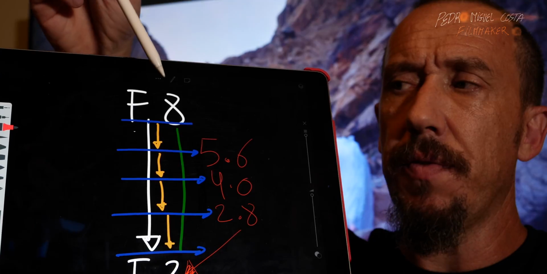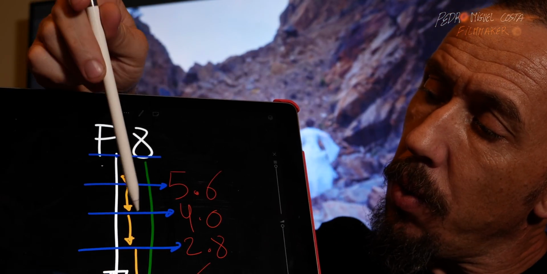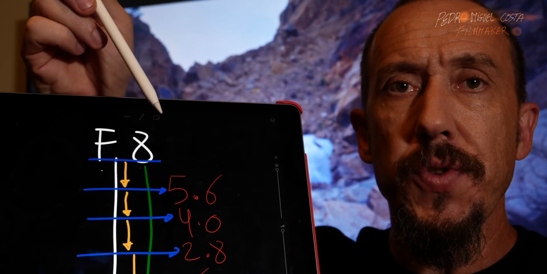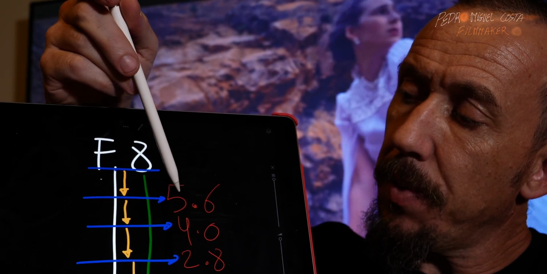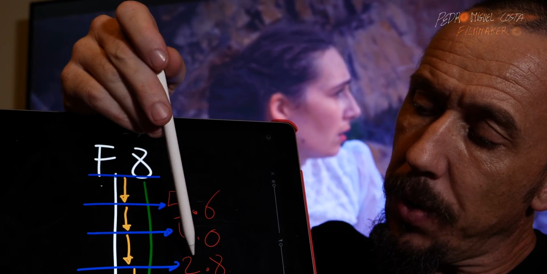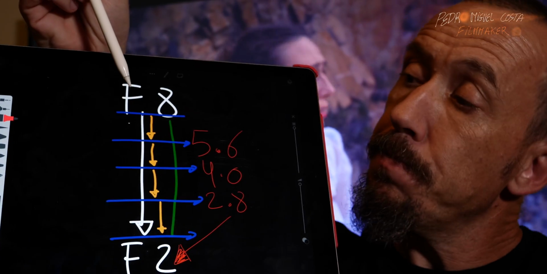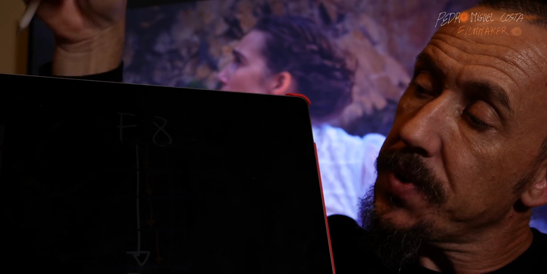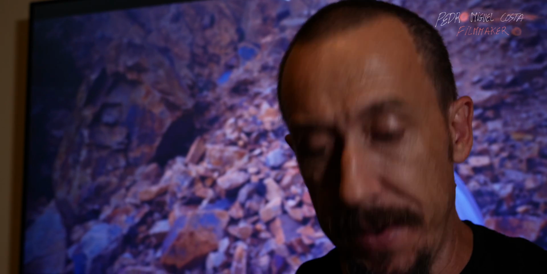to f8 to f2 is 1, 2, 3, 4 full stops of light. So from f8, 5.6, 4, 2.8, 2. You need to cut 4 full stops of light. And how do you do that?